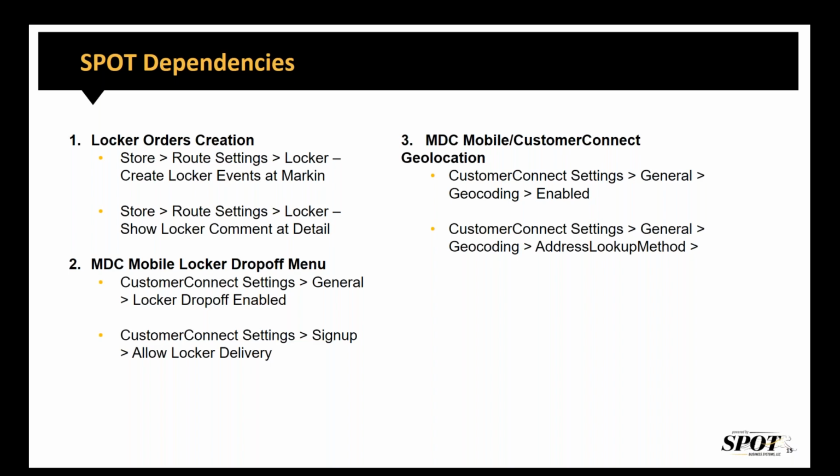And then number three is just in case you don't have geolocation enabled. If you don't know what geolocation is, that is just the ability for addresses that are valid and can be mapped to be utilized for new customer signups. This is found in Customer Connect settings, general, geocoding enabled, and Customer Connect settings, general, geocoding address lookup method. Today for the address lookup method, we just have one, that's Telogis, so this setting should say T for Telogis. We are eventually going to be moving to a Google-based address lookup method, but that's coming further down the pipeline. Just something to give you guys an FYI on.